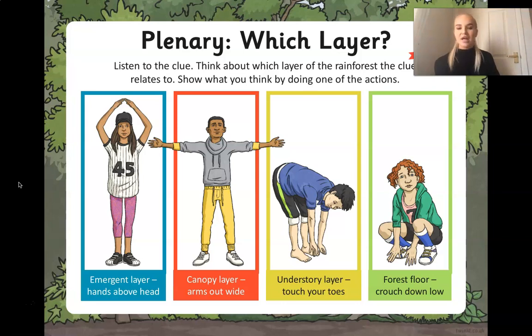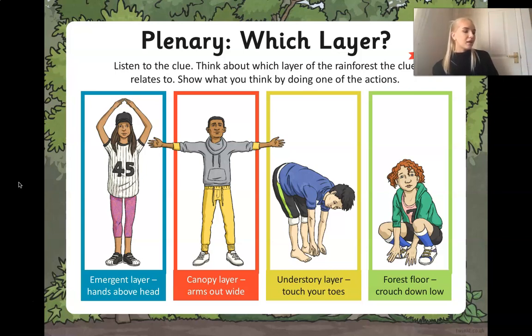Now we're on to animals, okay? So, monkeys, bats, and butterflies live here. What am I talking about? I am talking about the emergent layer. Well done, because we know that butterflies and bats can fly up to trees that tall, and monkeys can climb, can't they?